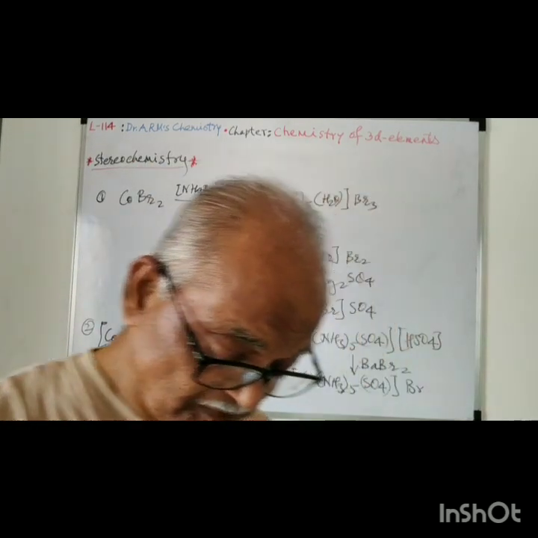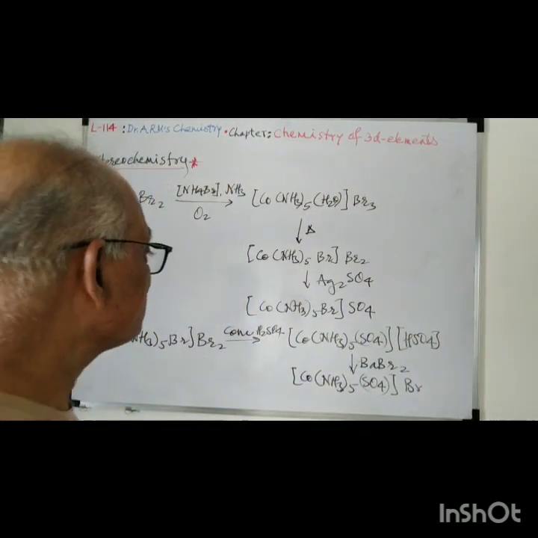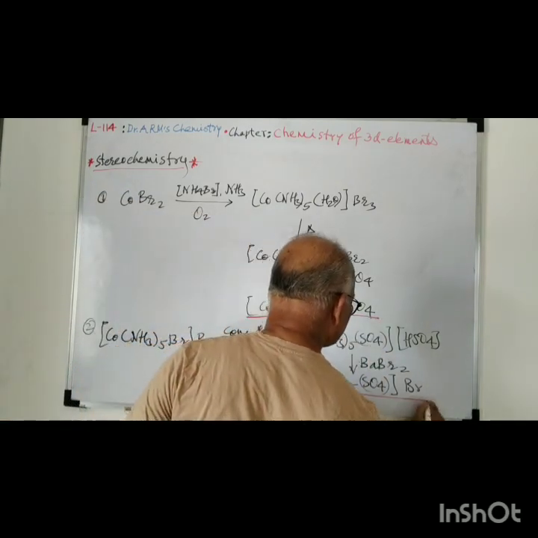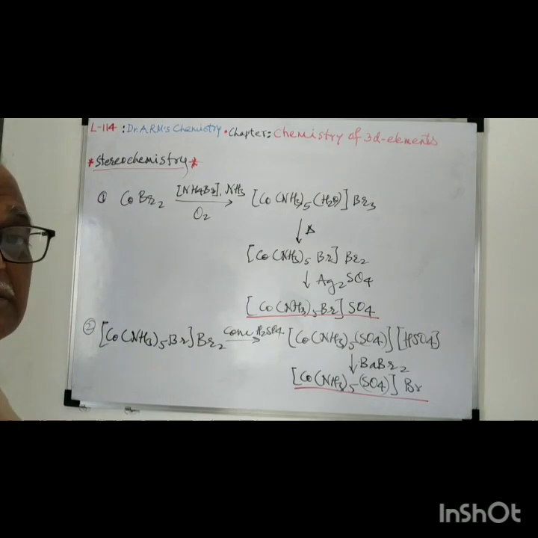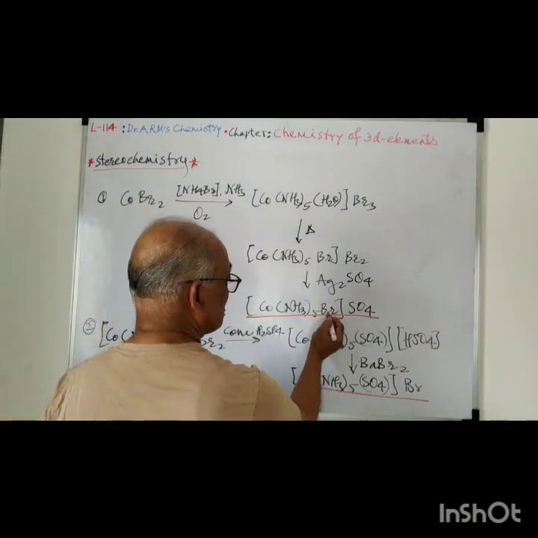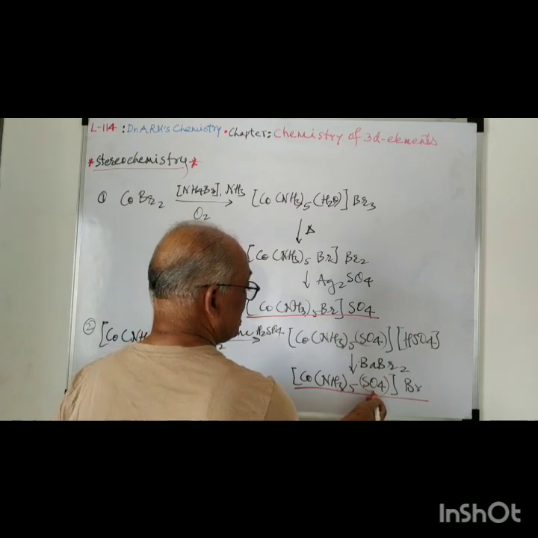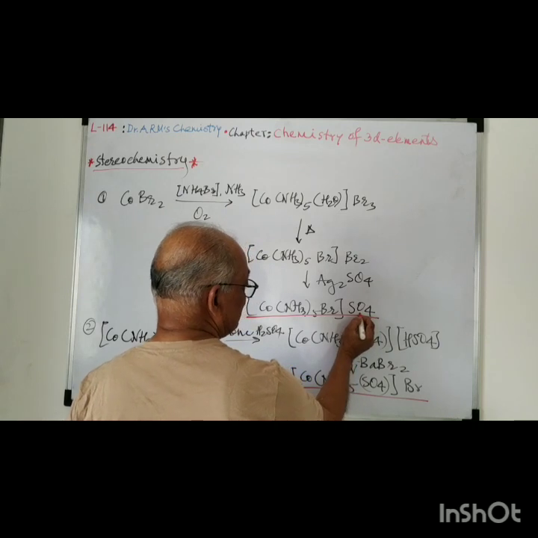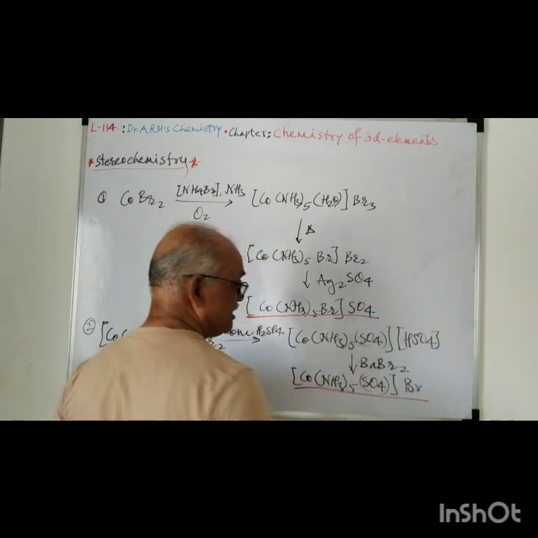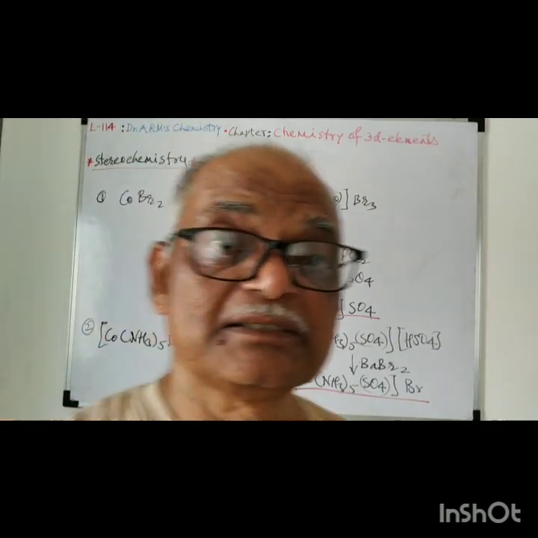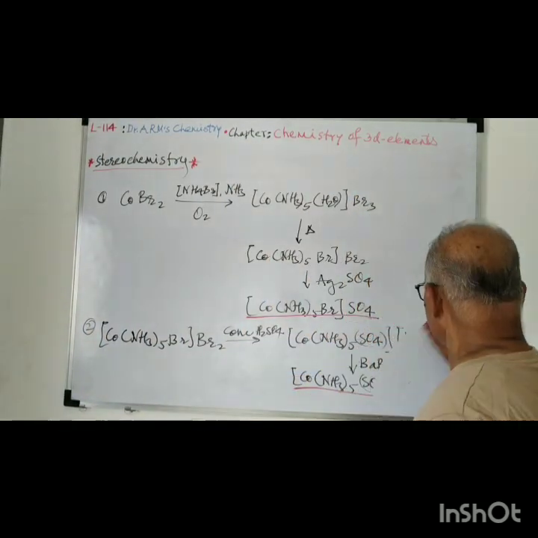So here you will find that this isomer and this isomer are differentiated with respect to the position of Br in the coordination sphere. Here the sulfate ion is in the coordination sphere, and here the sulfate ion is in the ionization sphere and Br is in the coordination sphere. So in this way we can prepare the isomers.